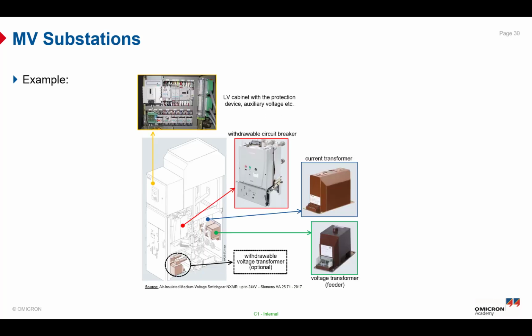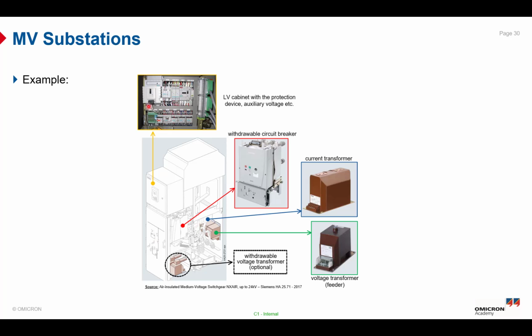So as you can see here, we have an on-site example from a medium voltage substation, which can give you an overview about the components of the medium voltage outgoing feeder. So in the figure, you can see a detailed structure of the medium voltage outgoing feeder. You can see from here the circuit breaker, a withdrawable circuit breaker.